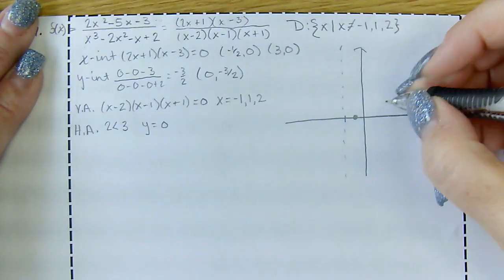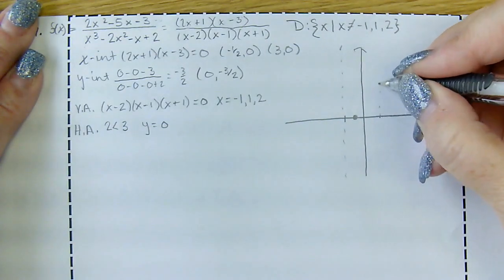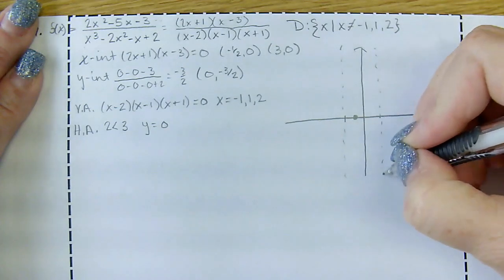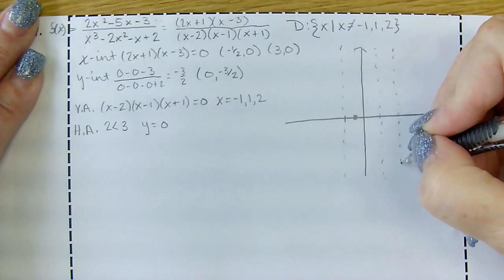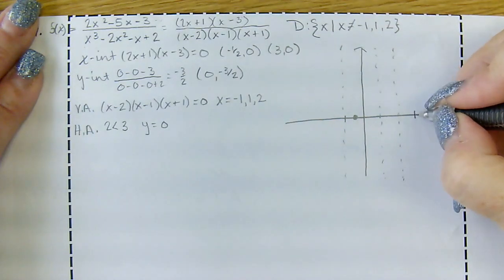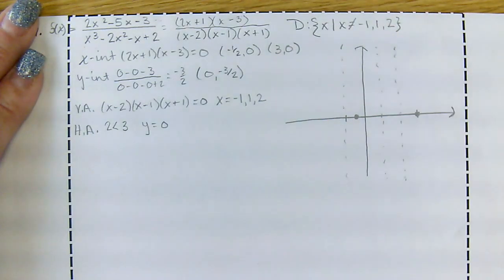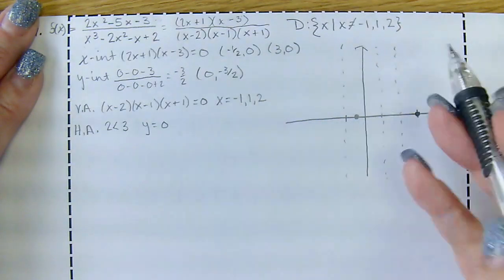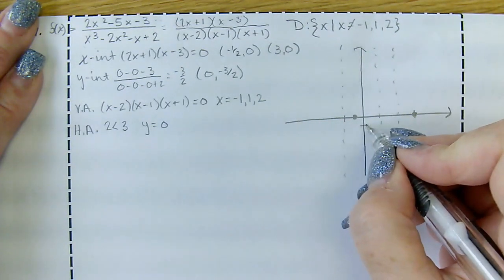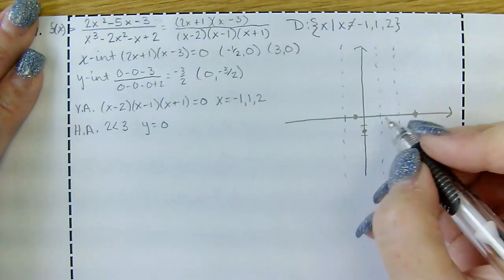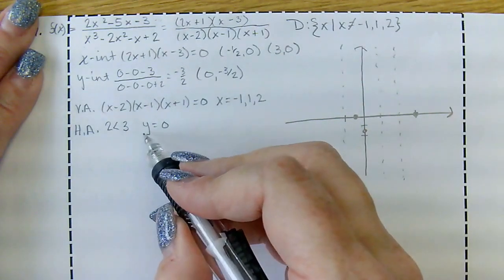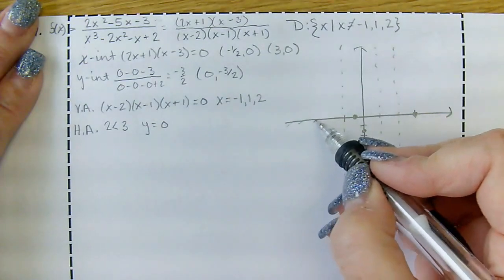-1/2 is a 0. 1 is a vertical asymptote. 2 is a vertical asymptote. These are just those imaginary lines. And 3 is a 0. And the y-intercept is negative 3/2, so that's negative 1.5. And then the horizontal asymptote is y equals 0.